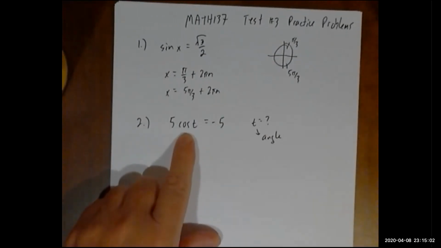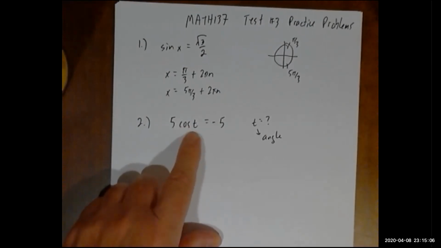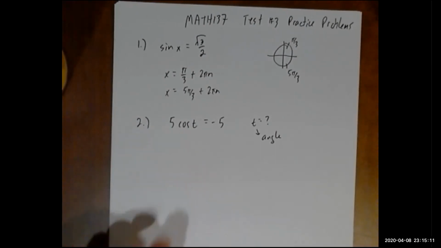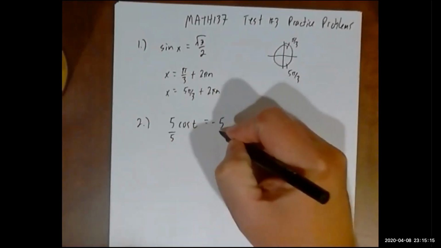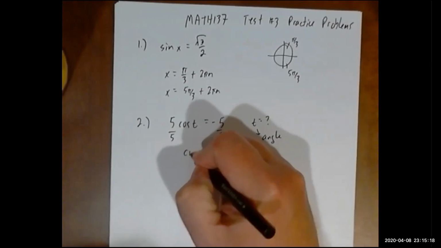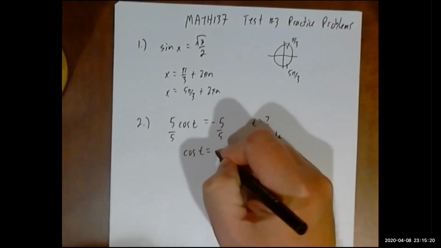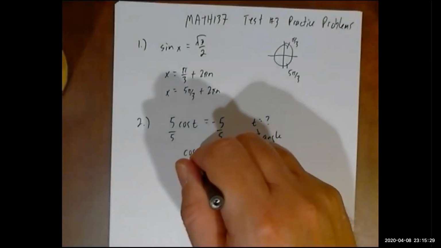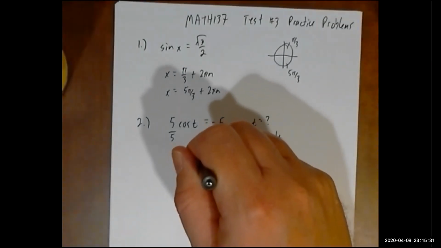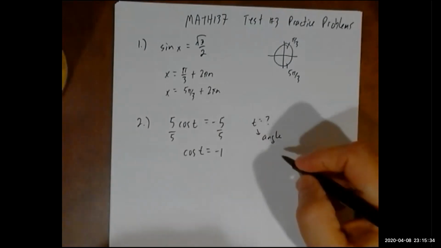Two-step process, right? First, get the trig function by itself. And then after that, you can actually solve for the angle. So to get this trig function by itself, I need to get rid of this 5 here. I'll divide both sides by 5. So now I've solved for the trig function. Now I actually need to solve for the angle t. And I simply ask myself the question, what's the angle where the cosine is -1?